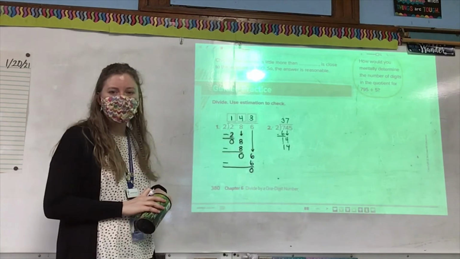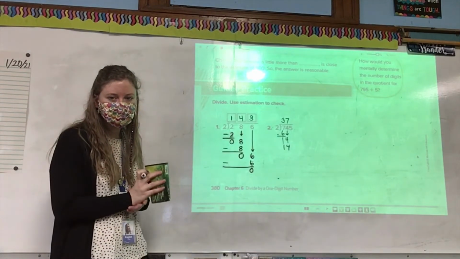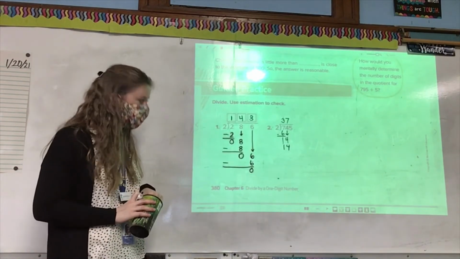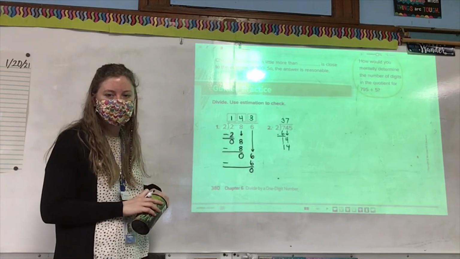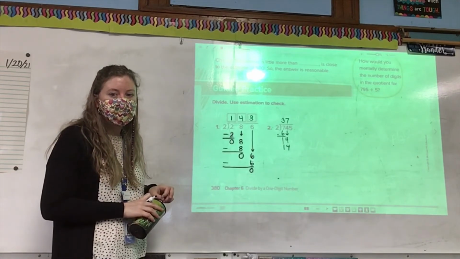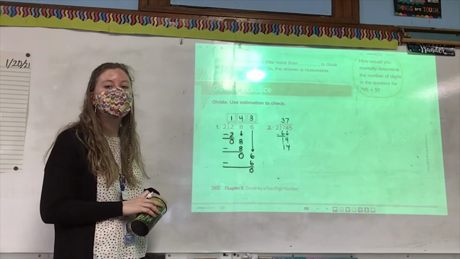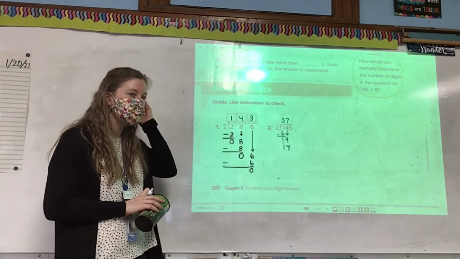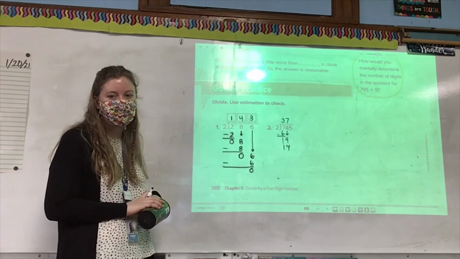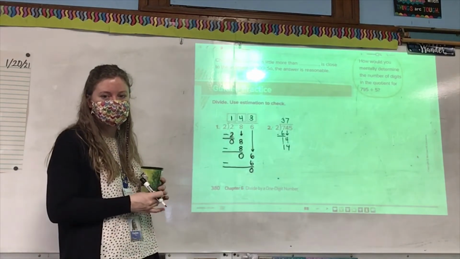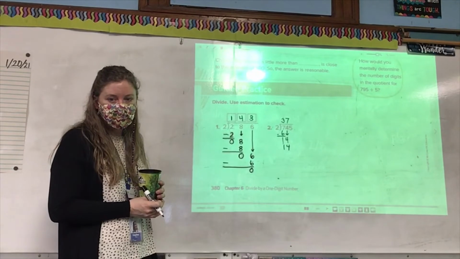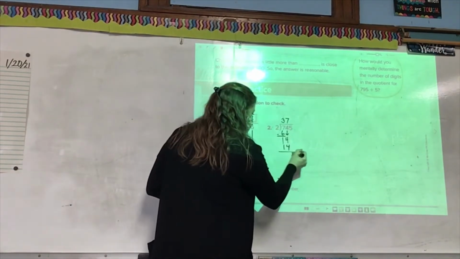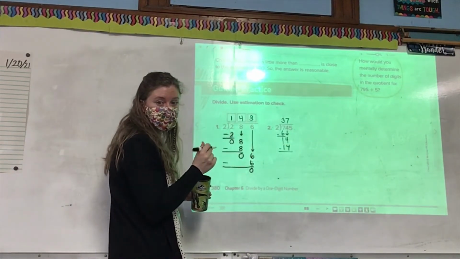Michaela, what are we doing next? We subtract. What are we subtracting? Tell me in words. We're subtracting the answer to our multiplication problem from our new dividend. Good. So in numbers, that means we are subtracting 14 minus 14. 14 minus 14, which equals 0.